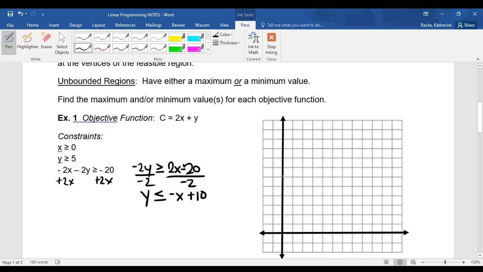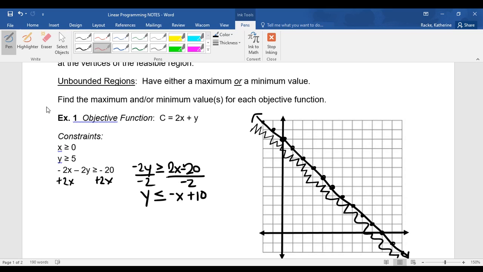1, 2. And my slope is a negative 1, so down 1 over 1. I'll just go ahead and continue it up here. It is equal to, so it's a solid line. Okay. And because it is less than, I'm going to be shading on this side of it.